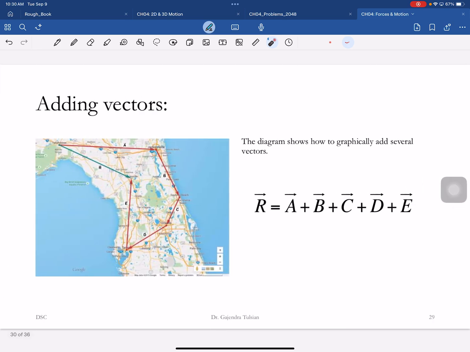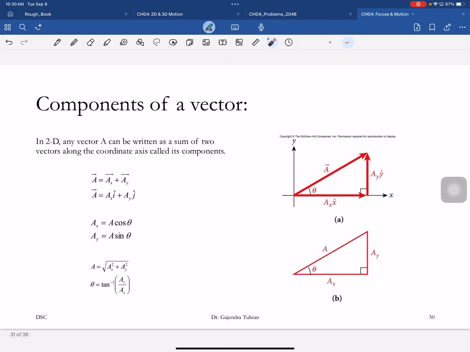And you can add vectors like that, as many vectors as you want. So the sum of A plus B plus C plus D plus E is this vector. It's from the tail of the first vector to the head of the last vector. So using that technique, you can add as many vectors as you want.